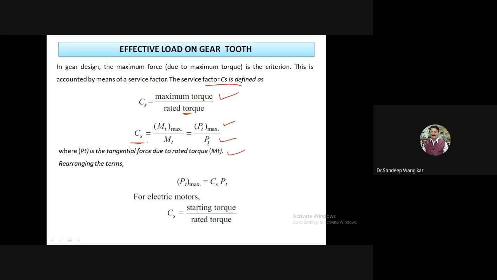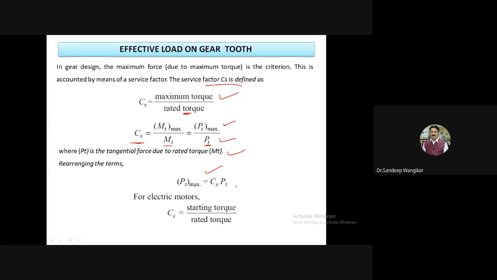So what we are taking into account, MT and PT, are based on the rated. And what is maximum? It is the maximum occurring during the cycle, the maximum torque during the cycle. So rearranging the terms, I can say MT max is equal to MT into CS, or PT max is equal to CS into PT, taking PT to the other side.